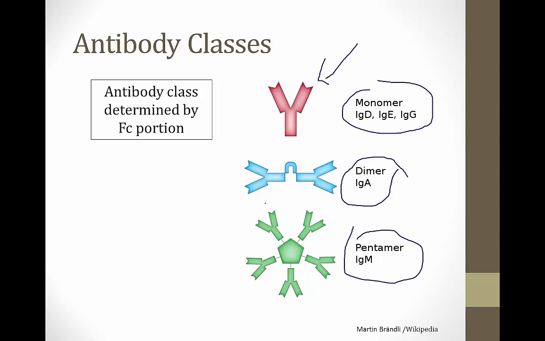And all of them have copies, one or more copies, of this B cell receptor right here. And you should remember that the antibody class is determined by the Fc portion of the antibody. This is the Fc portion right here. If it's by itself, it's a monomer. If it's connected to another one, it's a dimer and it's IgA. And then if 5 of them are strung together, it's a pentamer and it's IgM. But it's always this Fc portion that determines what class of antibody you're dealing with.